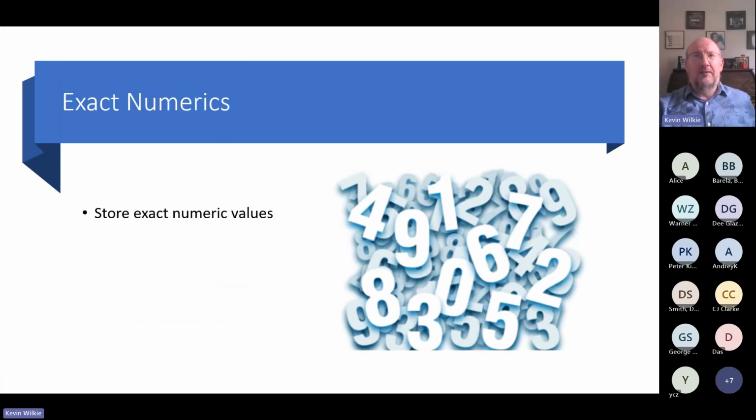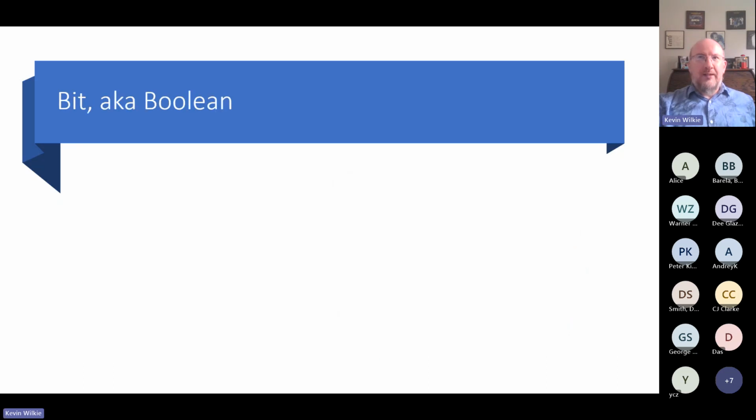All right, so we're done with strings. Oh, that all kind of makes sense. Exact numerics. So it stores exact numeric values. In other words, no scientific values. That's really all an exact numeric is. So bit or Boolean, yes, it is considered an exact numeric.